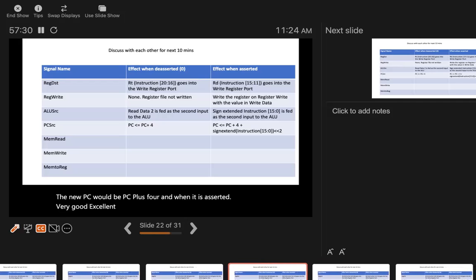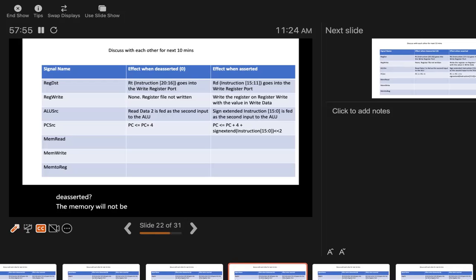When PC source is 0, PC is PC plus 4. However, if PC source is asserted, meaning it is a 1, then PC gets PC plus 4 plus the sign extended instruction shifted by 2. This will happen if there is a branching instruction. Now, UQ and Ken, what about memread? What happens when it is deasserted? When it's deasserted, the memory will not be read.